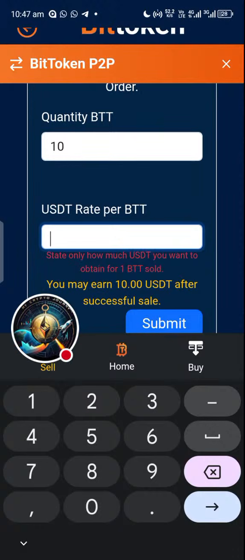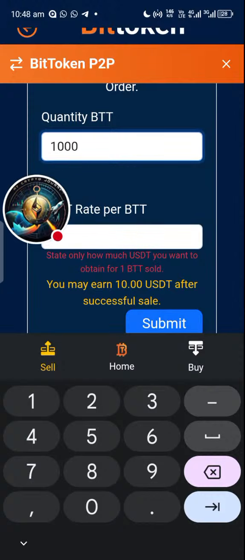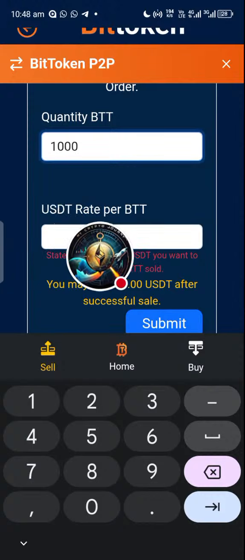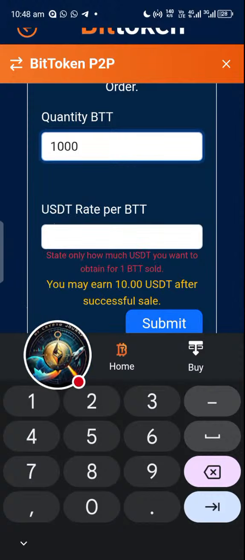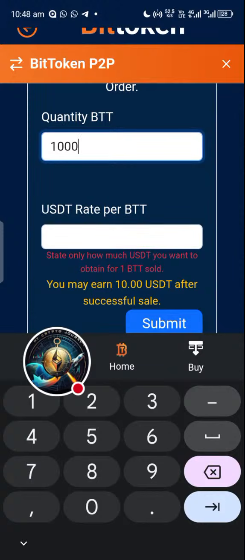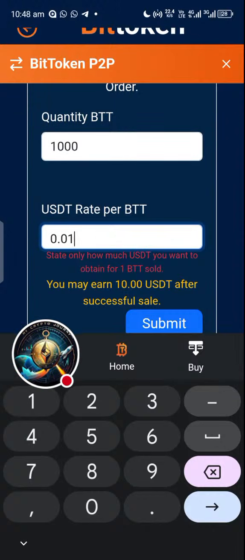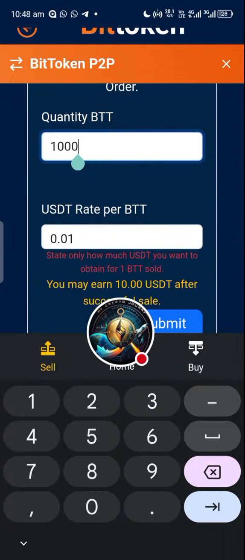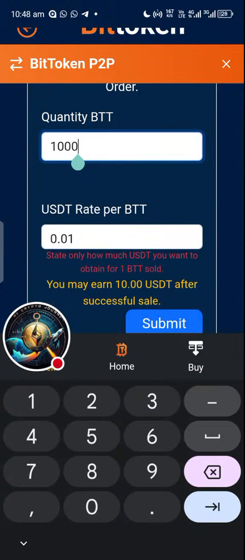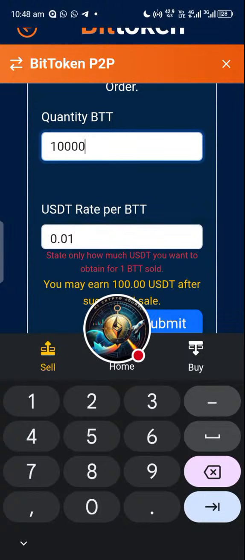So now you fill in the quantity. Let's say, for example, you fill in the quantity, 1,000 BTT. All right, USDT rate per BTT. You click on 0.01. That is, 1,000 BTT will give you 10 USDT. All right, and if you make it 10,000 BTT, you're getting 100 USDT.